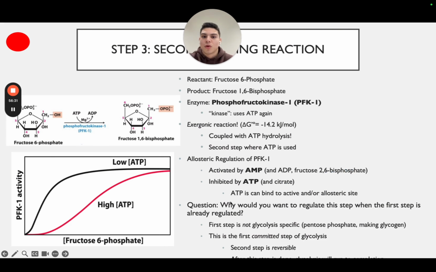So moving on to more of the specifics. This is an exergonic reaction because of that ATP hydrolysis coupling. And then it's the second step in this first half of glycolysis. We've been talking only about one half where we have to use ATP again. But this is just the preparatory phase. And one thing to note about this enzyme is that there is allosteric regulation. It's activated by AMP, ADP, and fructose 2,6 bisphosphate.